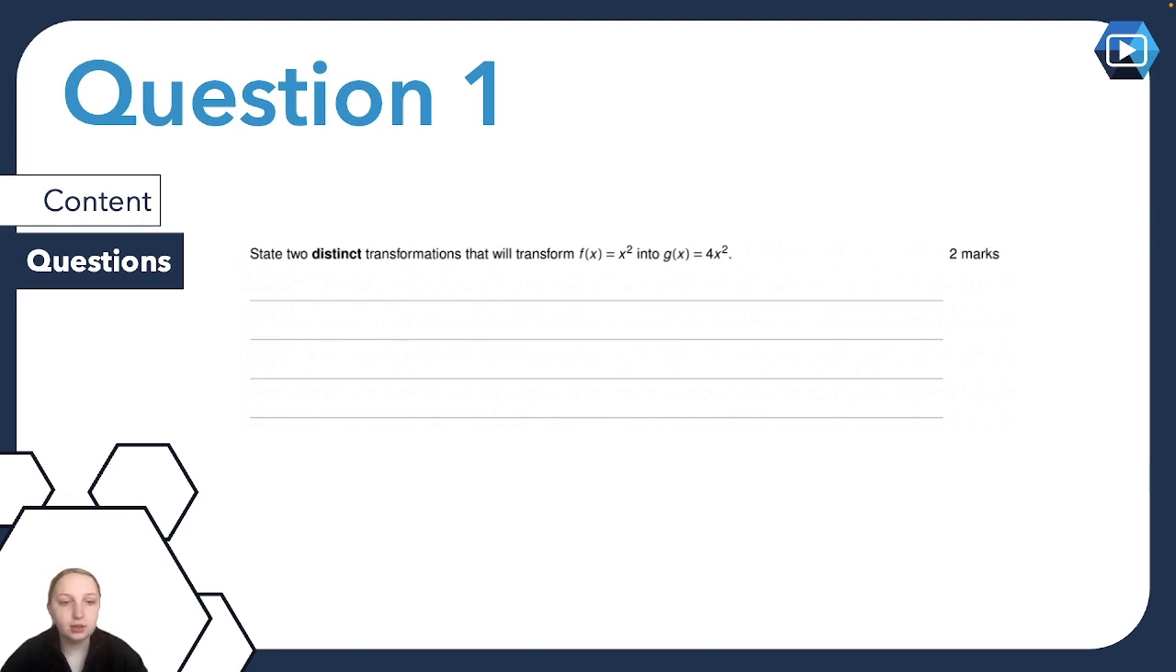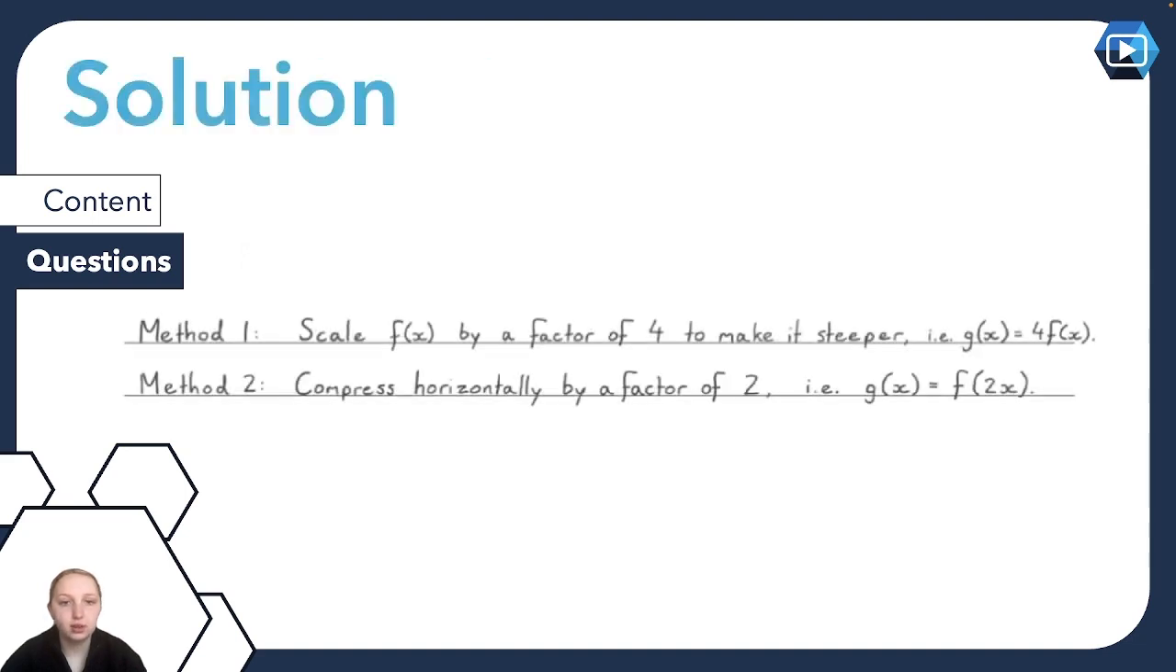This is worth 2 marks, so here you'd get 1 mark for stating each of two distinct transformations. So the first method is to scale f(x) by a factor of 4 to make it steeper. Essentially, you'd get g(x) equals 4f(x), where f(x) is equal to x squared, so you end up with 4x squared.